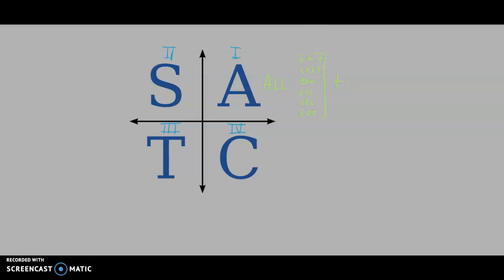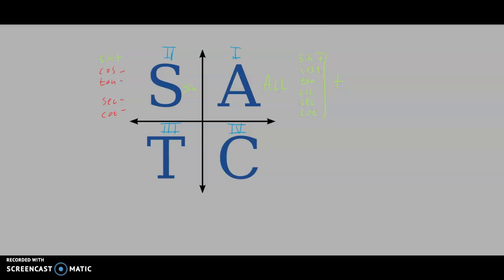In the second quadrant, however, that's where the S comes in. The S stands for sine. So in this quadrant, only the sine and its reciprocal, the ones directly associated with sine, are positive. So in this case, sine is positive. However, cosine, tangent, secant, and cotangent are negative.